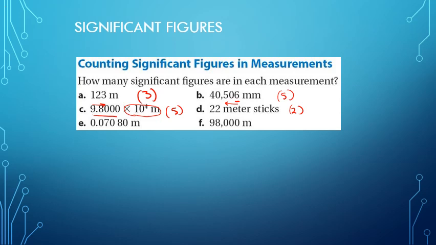When I look at my fifth example, I have the decimal point showing. So again, find the first non-zero number on the left and count to the right. So I have 4 significant digits. And finally, 98,000 meters. I have no decimal point showing, so I'm going to start on the right, find my first non-zero number, and count to the left. So I have the 9 and the 8 for 2.